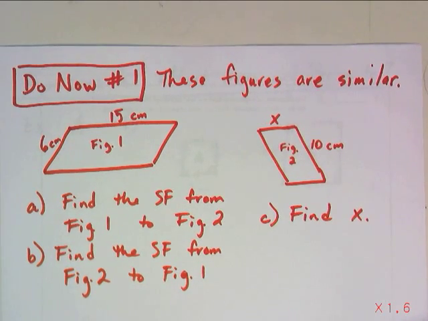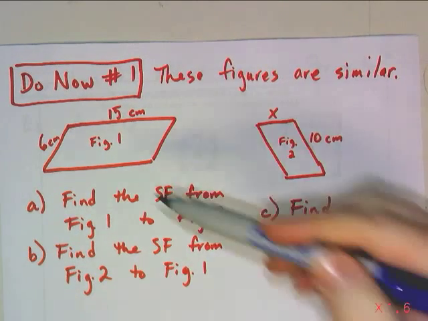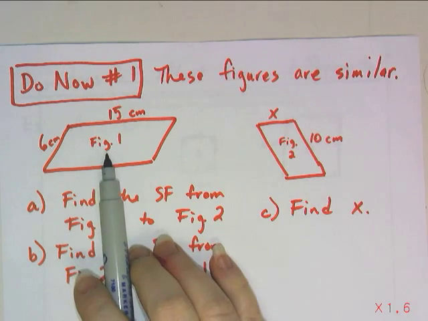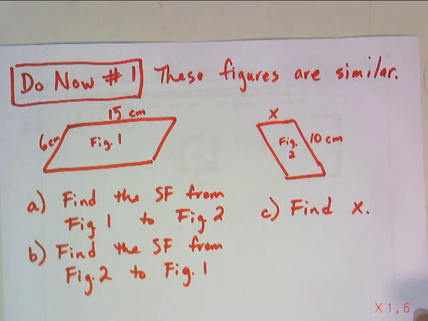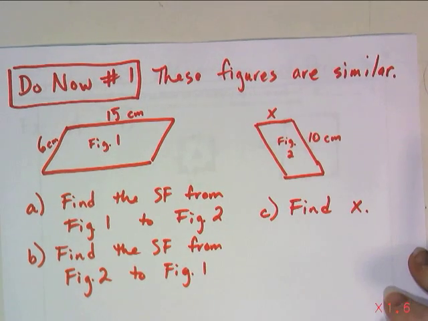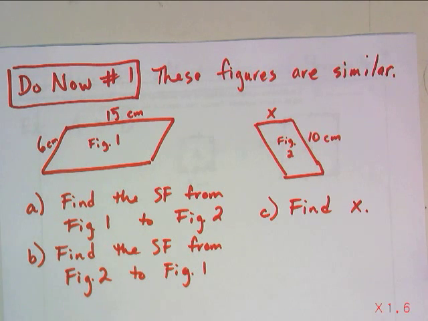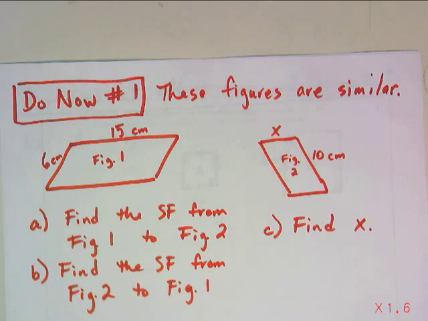Time for you to try something on your own here. You've got figure 1 and figure 2. That's what FIG is abbreviating, figure 1 and figure 2. And I'm telling you these figures are similar. So use that information to answer these questions.